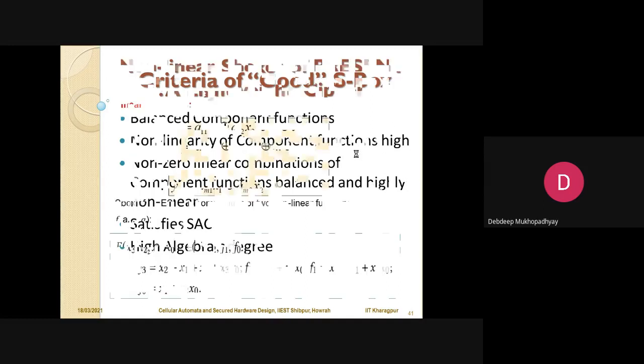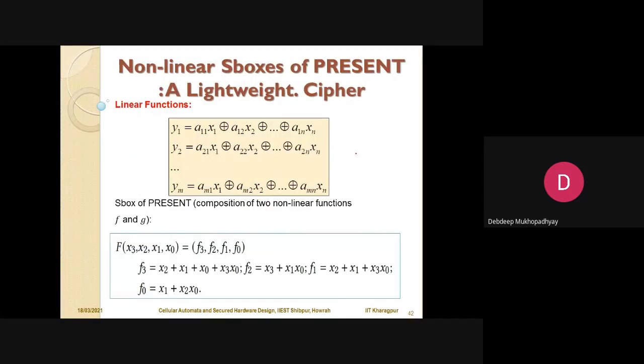Now, just to give you an example, this could be an SBox of one of the lightweight block ciphers, which is PRESENT, as I said. You can see that here it is made out of two functions. There is one function called f and there is another function called g, and the SBox is made out of a composition of these two functions. Just as an example, I show you the Boolean function for f. You see that this f3, f2, f1, f0 corresponds only to this function. A similar function is also there for g, and together they make the SBox of this cipher.